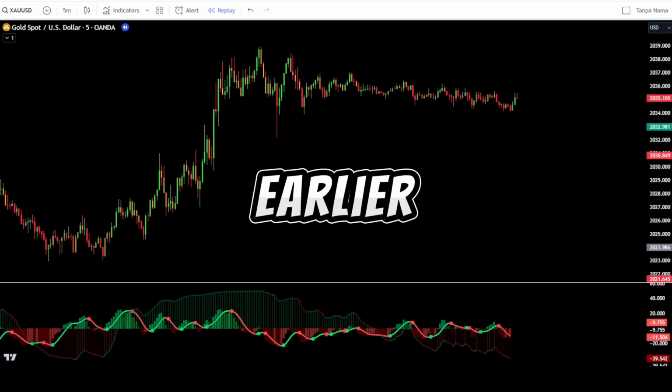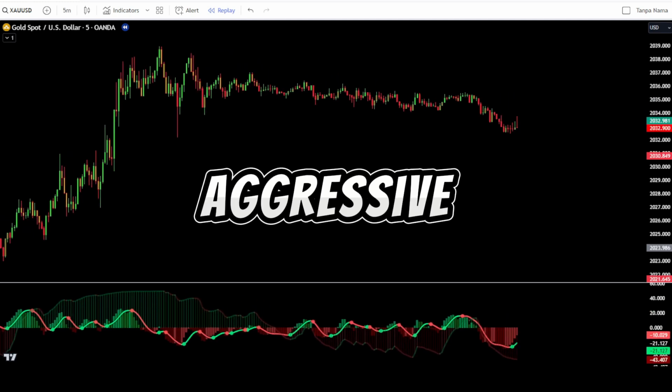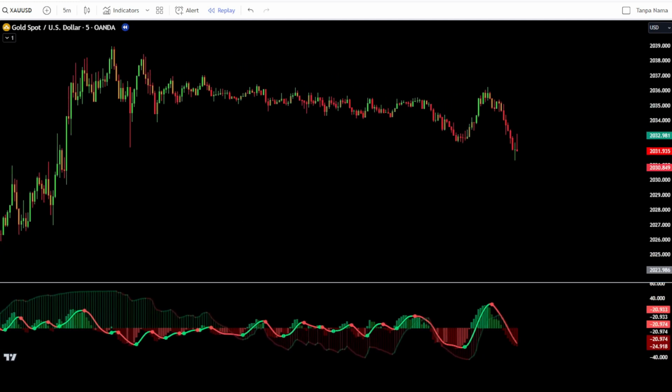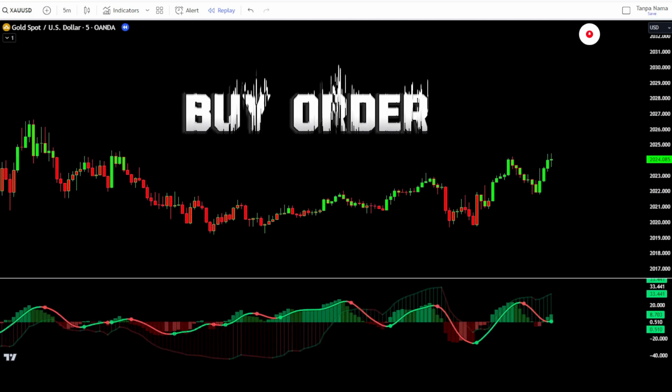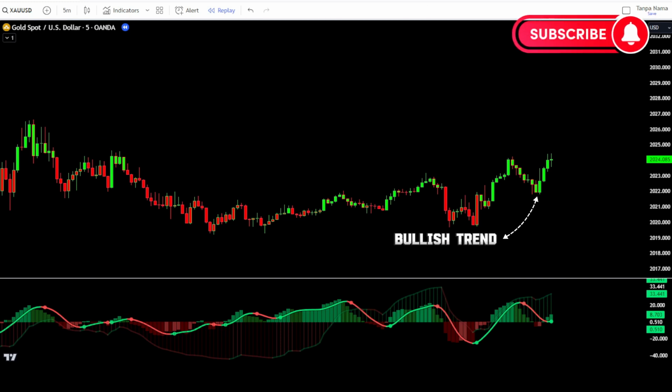Now, let's discuss how to place buy and sell orders using this trading strategy. As mentioned earlier, we will provide you with two alternatives for order placement, namely aggressive entry and safety entry. A. Aggressive entry. If you prefer an aggressive approach in entering the market, follow these steps for a buy entry. 1. If the candlestick is green, focus on initiating a buy entry.